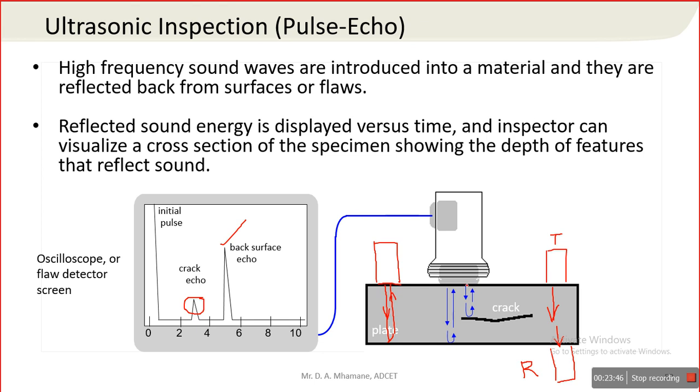To fill this micro gap, we use couplant here. Couplant may be water, oil, or grease. It helps us to transmit the sound wave from the transducer into the material. So couplant plays a very vital role in transmitting the sound wave from the pulsar to the plate or component.